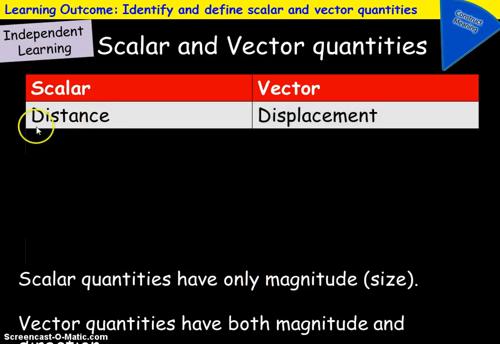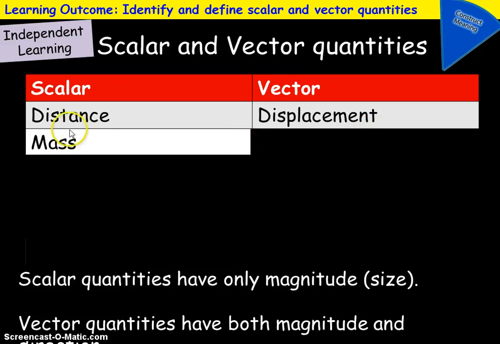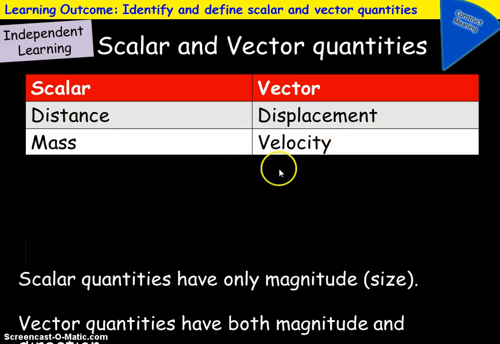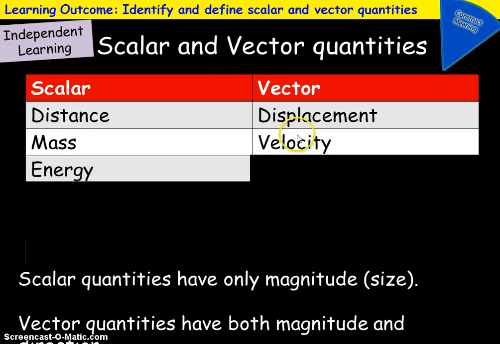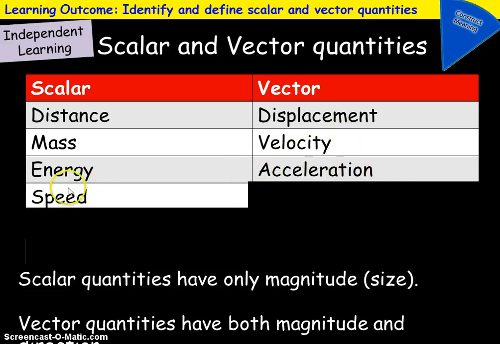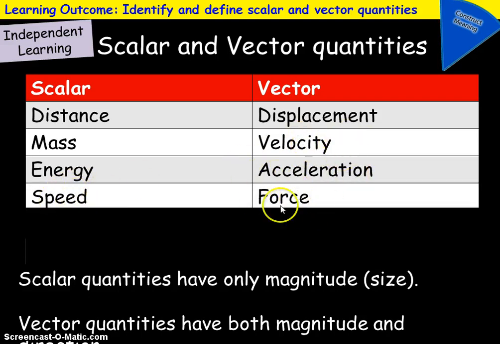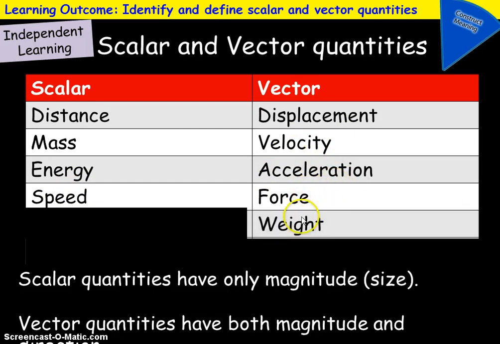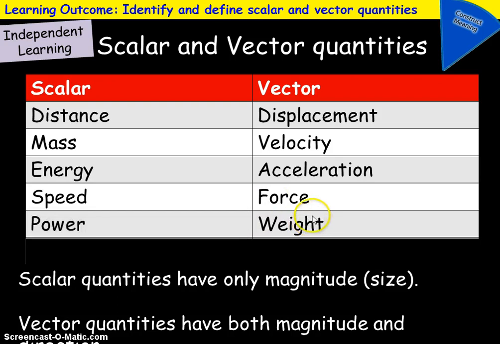Distance is a scalar quantity, but displacement is the vector form of distance, so it's distance in a given direction. Mass is an important scalar, measured in kilograms. Velocity is the vector equivalent of speed, so speed doesn't have a direction, but velocity does. Energy is a scalar, acceleration is a vector. Force and acceleration are very closely linked by F equals ma, so they're both vectors. Weight is a type of force, just the force due to gravity, so that is again a vector quantity, and always acts downwards.